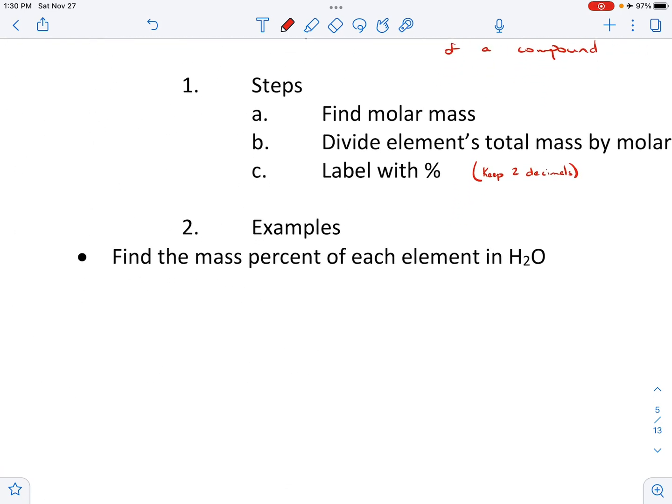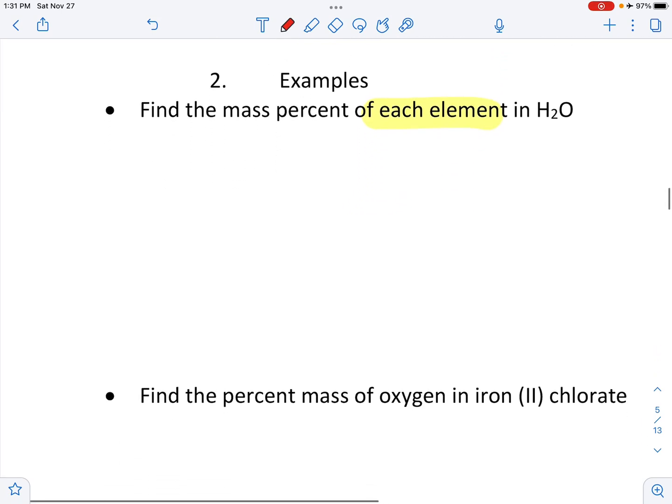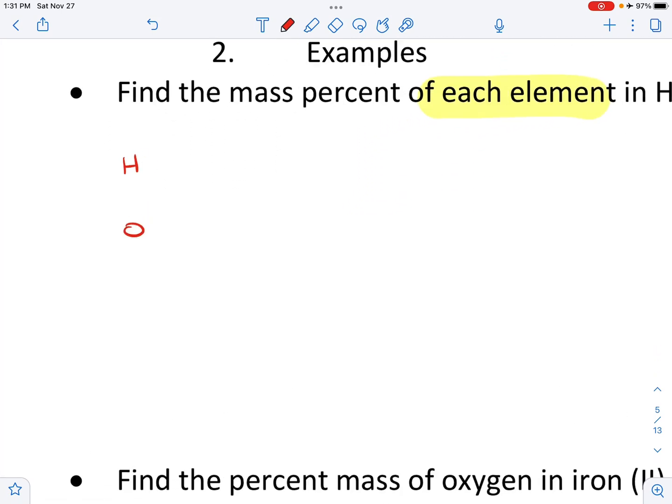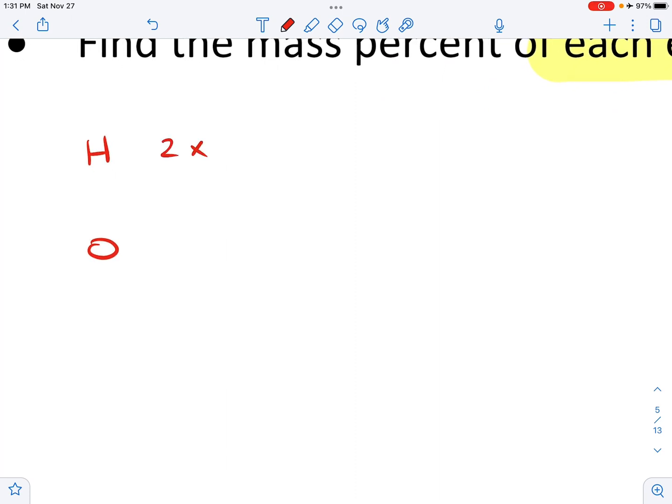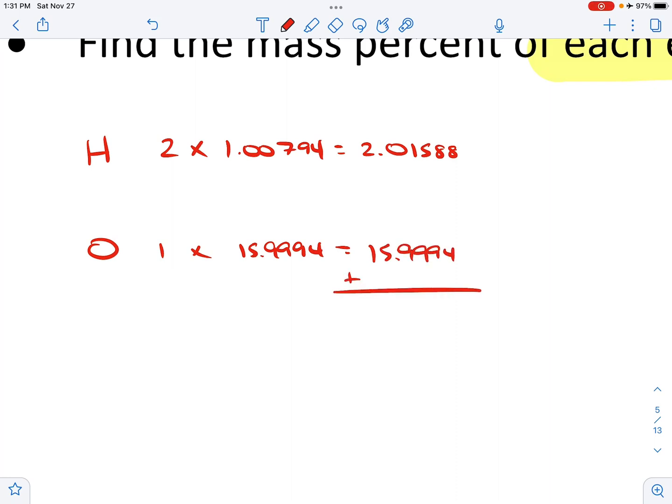Okay, so here we go. Find the mass percent of each element. This one's each element in H2O. So we have 2 elements. Let's write it out like we did in our notes yesterday. We had H, we had O. Let's blow this up a little bit. We have 2 H's times 1.00794, and we have 1 times 15.9994. This is what we did yesterday. 2.01588, and this one is 15.9994. And then we added this up, right? With our sig figs, we came up with 18.02 grams per mole. That was a quick review of what we did yesterday.